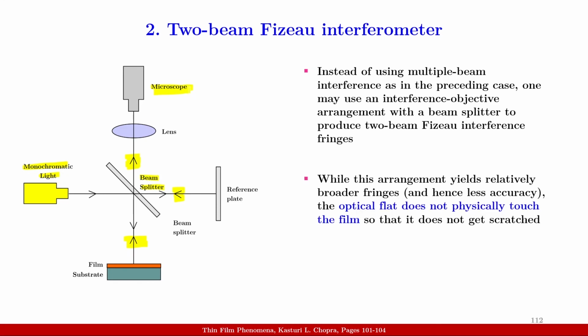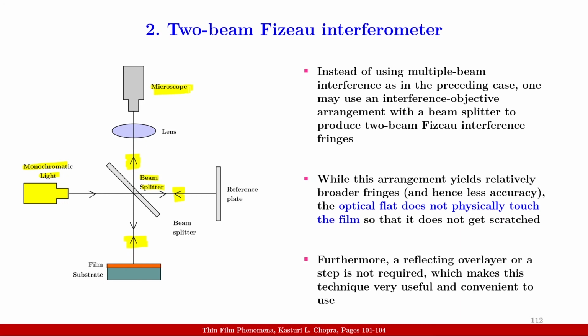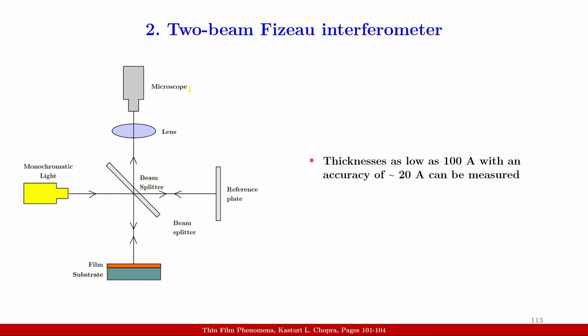While this arrangement yields relatively broader fringes and hence less accuracy, the optical flat does not physically touch the film so that it does not get scratched. Furthermore, a reflecting overlayer or a step is not required, which makes this technique very useful and convenient. Using this technique, thicknesses as low as 100 angstrom with an accuracy of 20 angstrom can be measured.